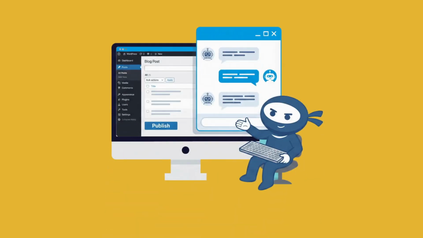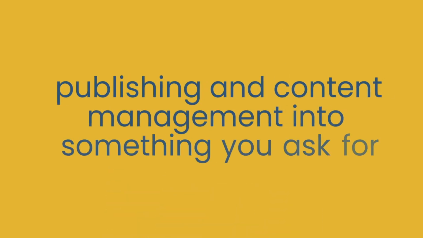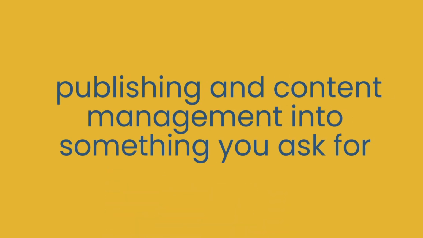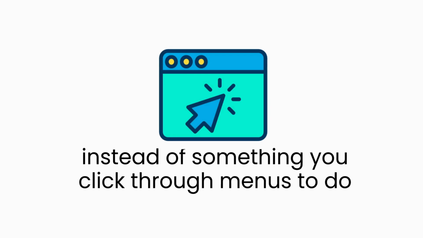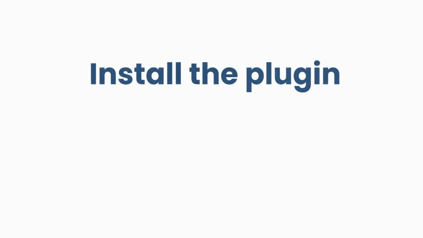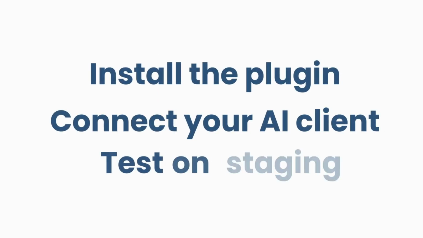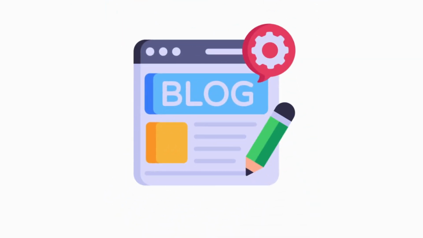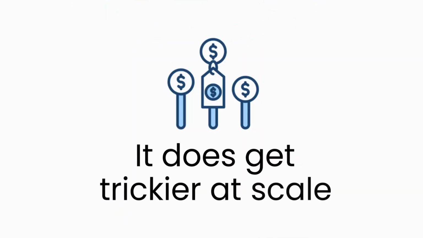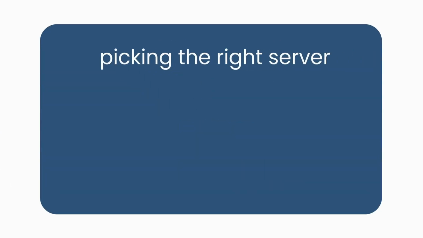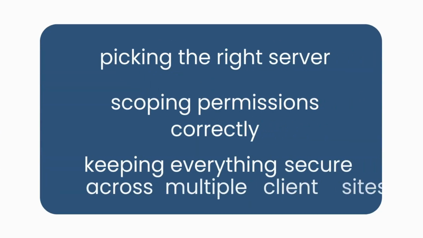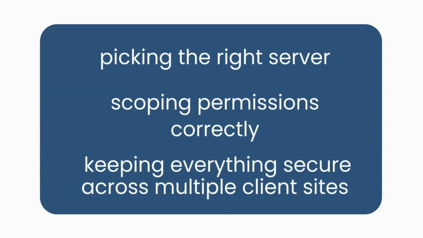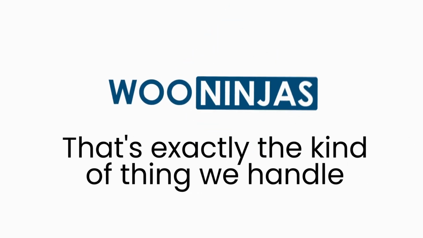So there you have it. A WordPress MCP plugin turns publishing and content management into something you ask for instead of something you click through menus to do. Install the plugin, connect your AI client, test on staging, and you're running your blog from a conversation. It does get trickier at scale, picking the right server, scoping permissions correctly, and keeping everything secure across multiple client sites.